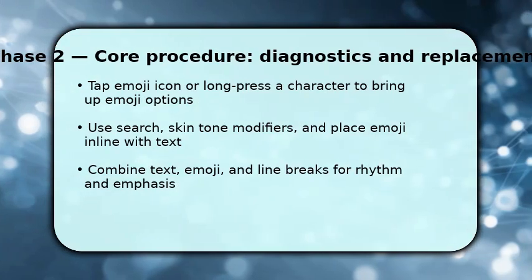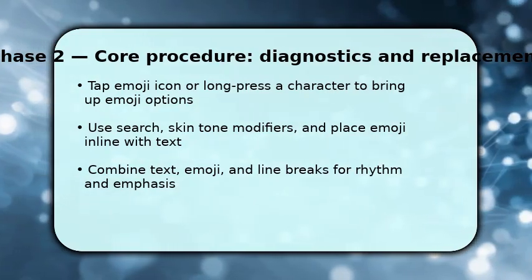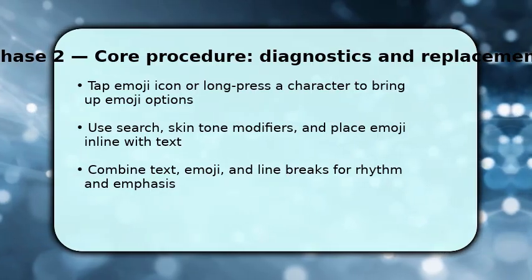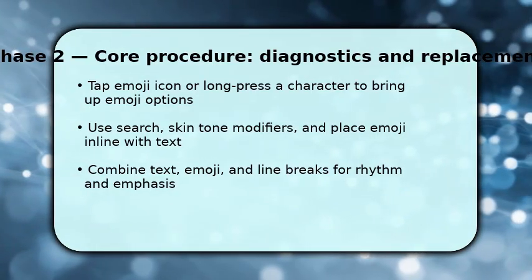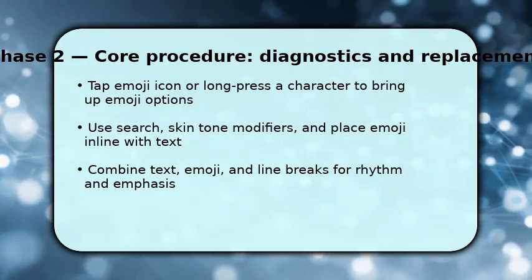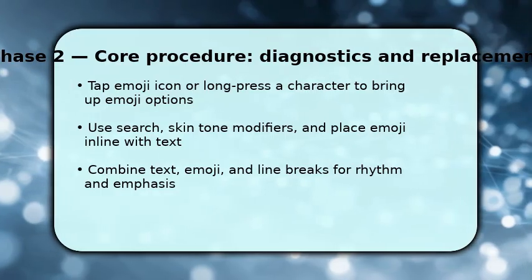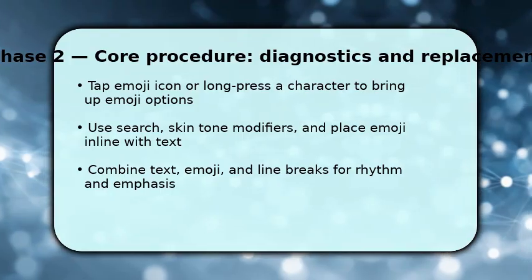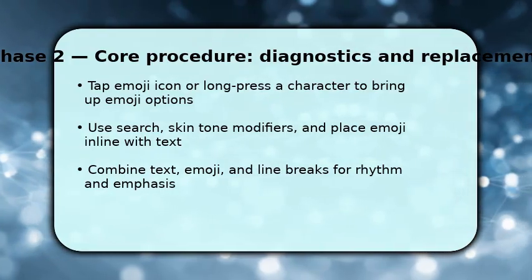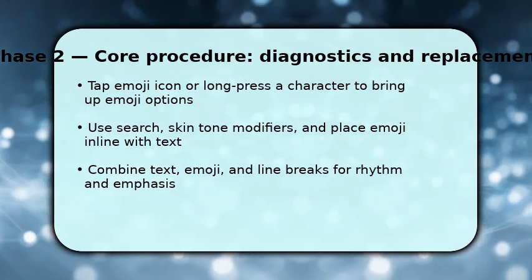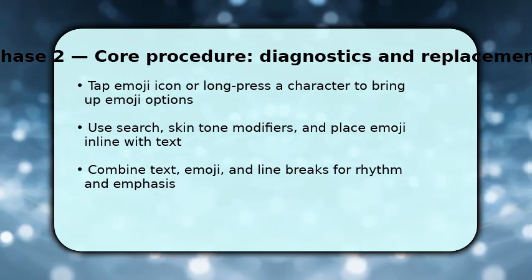Next, insert emojis deliberately. Tap the composer's emoji icon or open your device emoji keyboard and use search to find the exact symbol. That's faster than scrolling. Make sure to apply skin tone modifiers if needed and place emojis in line with words for clarity. Once placed, read the line aloud to check rhythm. Add line breaks to create pauses. If you need an emoji not in the picker, copy-paste a Unicode emoji from another source.